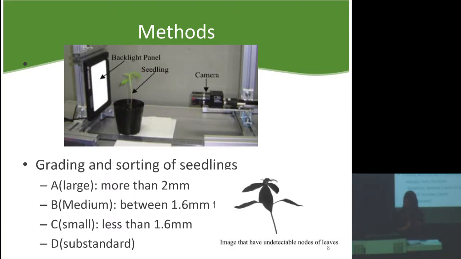And group D is substandard, like this figure, which means we cannot distinguish the stem and the leaves because of the irregular arrangement of the leaves. So this image cannot be analyzed. It was rated as the D category and was left for manual grafting.